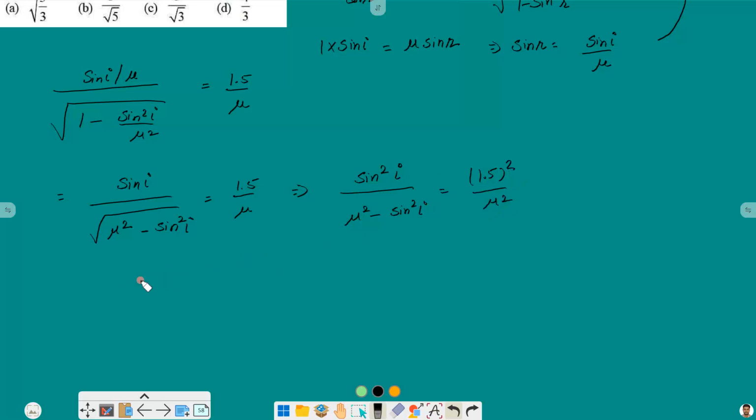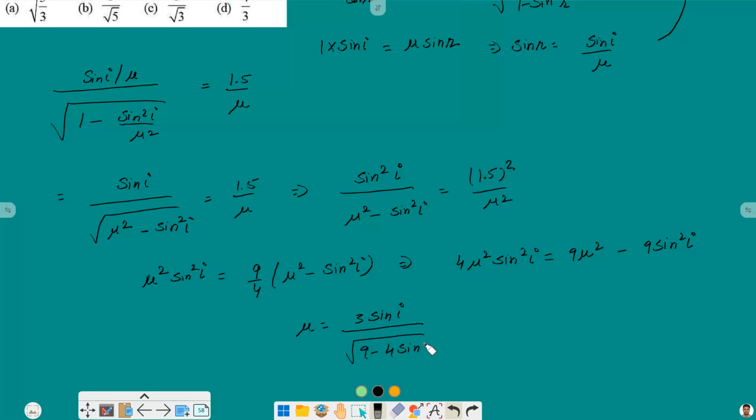Cross multiplying, we will get mu square sine square I is equal to, this will be 3 by 2, and the square of 3 by 2 will be 9 by 4, so that will be 9 by 4 of mu square minus sine square I. From that we will get 4 mu square sine square I is equal to 9 mu square minus 9 sine square I, and from this we can find the value of mu, and mu will be 3 sine I divided by under root 9 minus 4 sine square I.